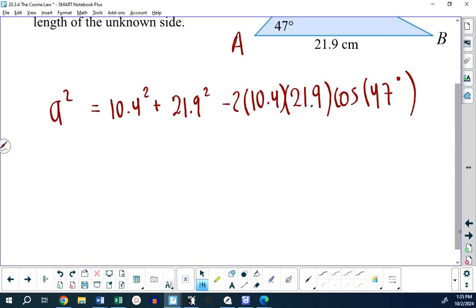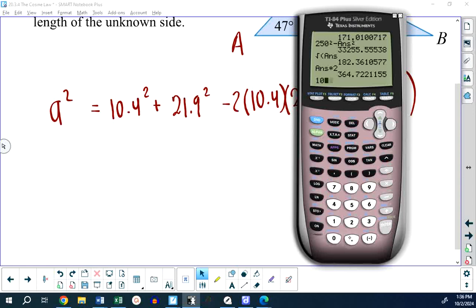I write brackets up here because I don't write times with an X because it looks like an X. You don't need any brackets. And by the way, this does not mean that times cos of 47. It's not what it means. It means take this and subtract this whole thing. It's not going to matter because we're not going to enter it in pieces anyway. But sometimes people are confused about the meaning of this.